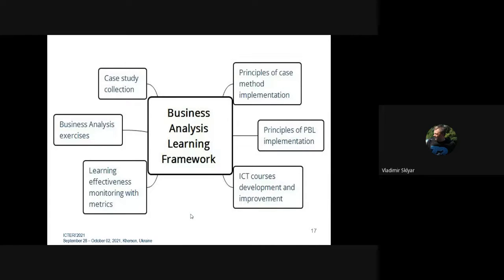And as a result, we built a business analysis learning framework, which includes principles of case method implementation, because everything students gave during this course was based on the case methods, and we implement project-based learning principles. And of course, in this framework we also included special courses development and improvement. We monitor learning effectiveness, and I shared some of our results. Of course, we designed business analysis exercises and collected our case studies.